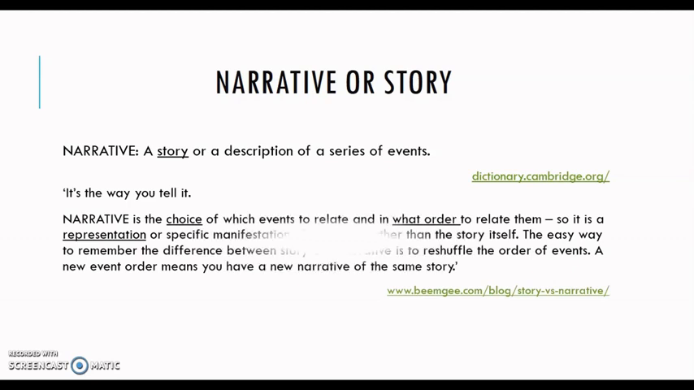Now, let's have another definition. It says, it's the way you tell it. A narrative is the choice of which events to relate and in what order to relate them. So it is a representation or specific manifestation of the story, rather than the story itself. The easy way to remember the difference between story and narrative is to reshuffle the order of events. A new event order means you have a new narrative of the same story.